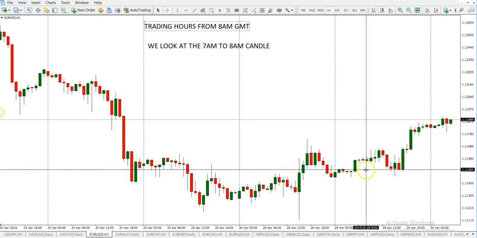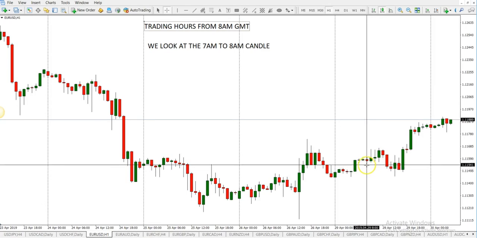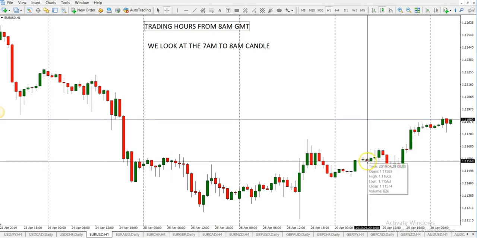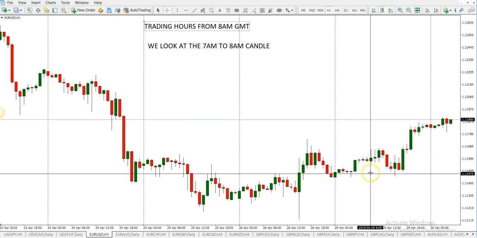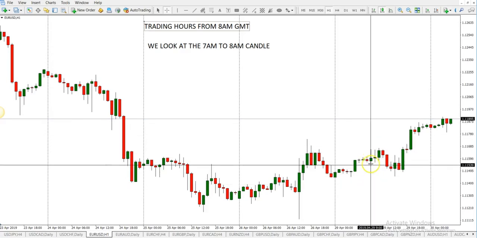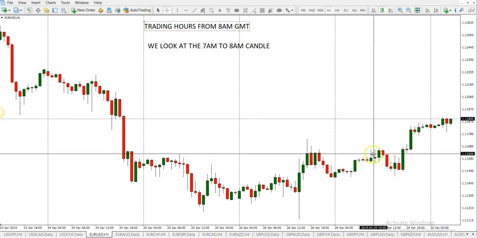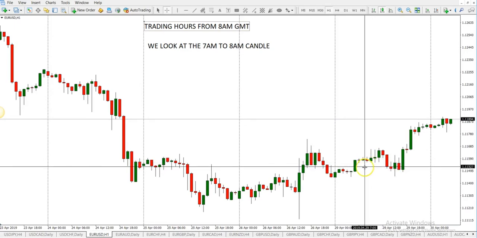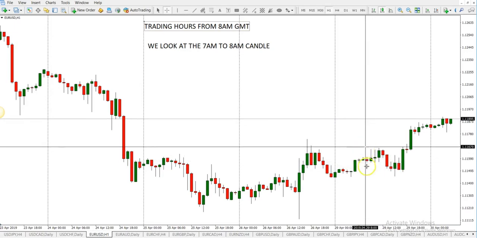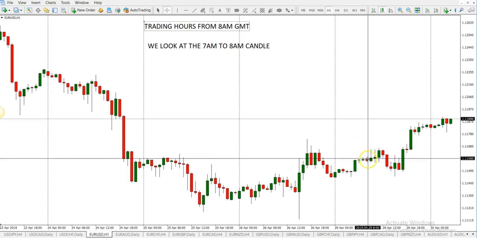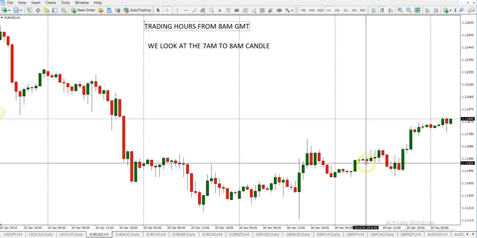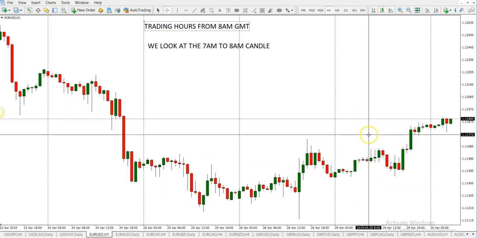The platform I'm on here is set so the 9 o'clock candle is the start of the trading day. So we look at the 8 a.m. candle here, the 7 to 8 a.m. candle, which is the candle I'm looking at to draw my buy and sell lines from.